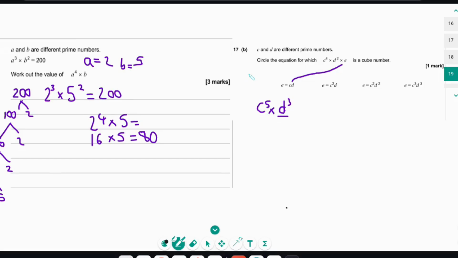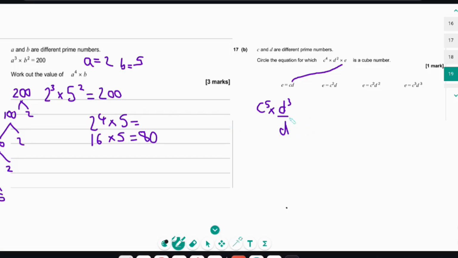C to the power 5 could come from C times C to the power 4, or C squared times C cubed, but no, it needs to be 3 times, doesn't it? So D cubed is D times D times D, that's a cube. C to the power 5 couldn't be made by multiplying C by itself 3 times. If that was 2, you'd have 2, 4, 6. No, it doesn't work.